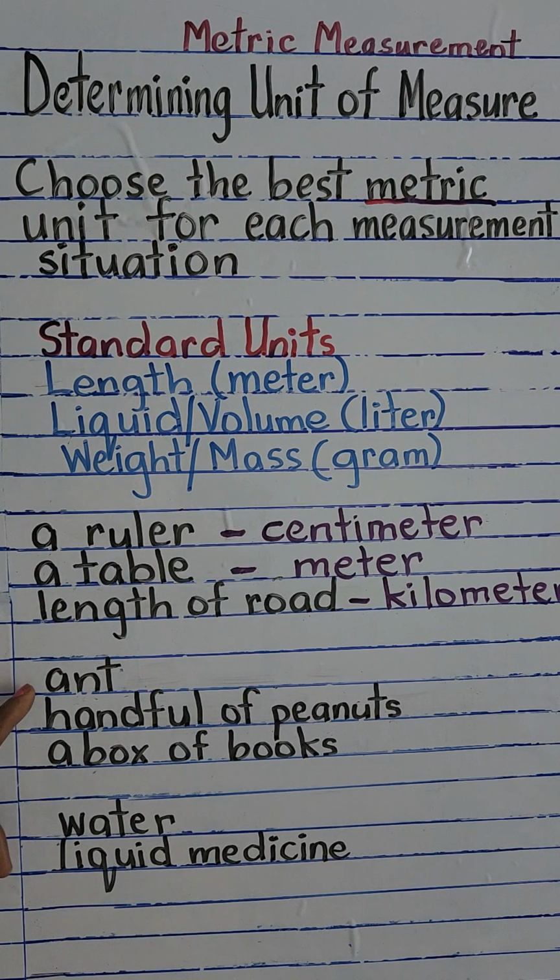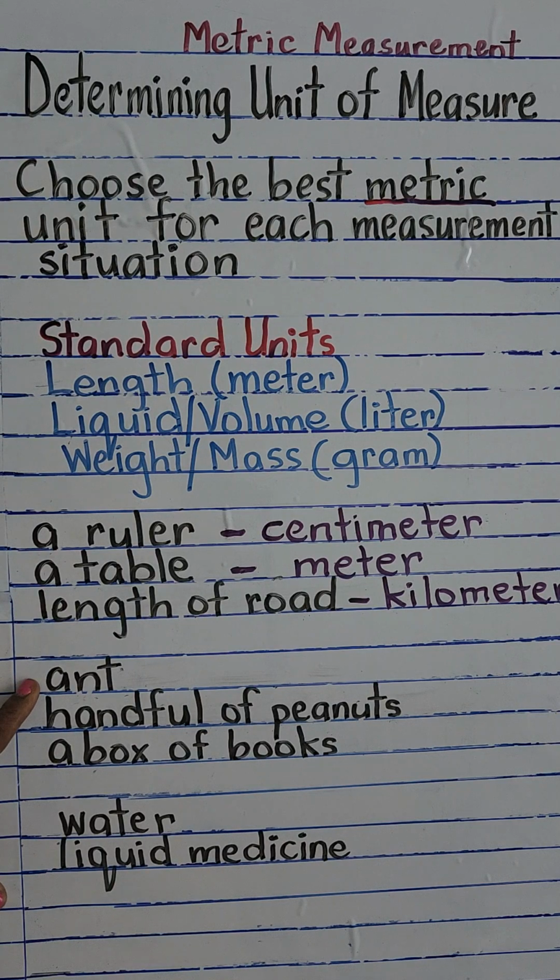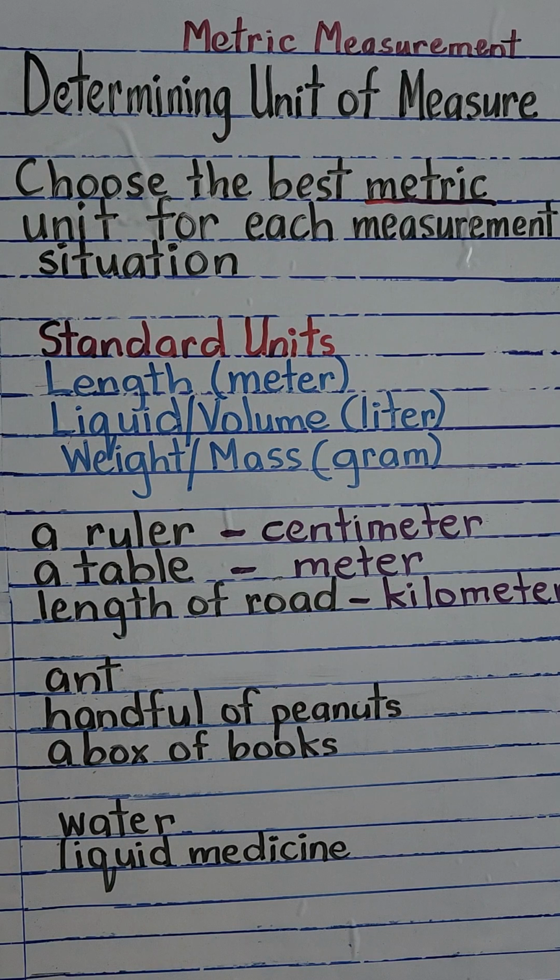Next set, an ant, a handful of peanuts, and a box of books. So here we are talking about weight. So the mass or the weight depends on the size and the weight. An ant, we know, is small in size and it weighs very little. We all know what an ant looks like.